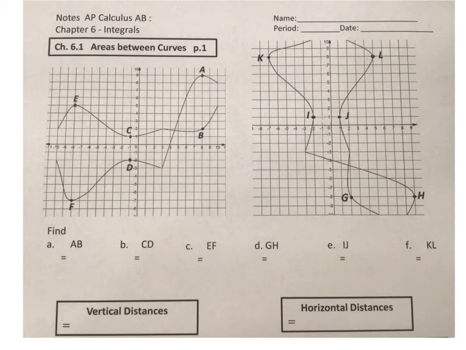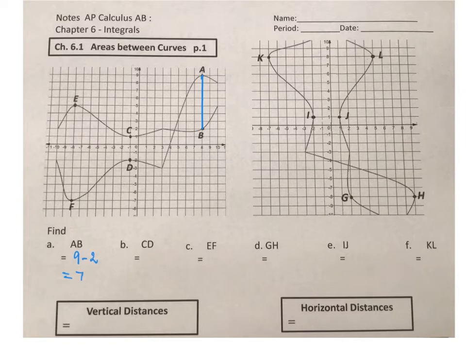Hello everyone. In this lesson, we are going to find the area between two curves, above and below, or right and left. First, let's look at the vertical distances. The distance between A and B is 9 minus 2. So we write 9 minus B, which is 2, which is 7.